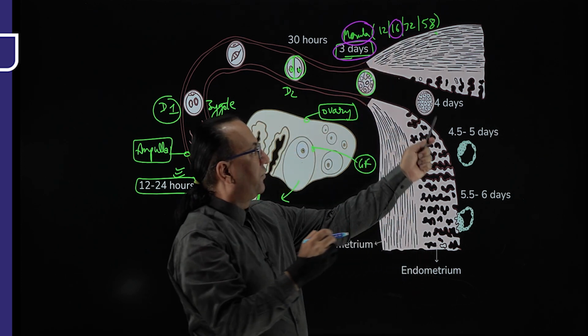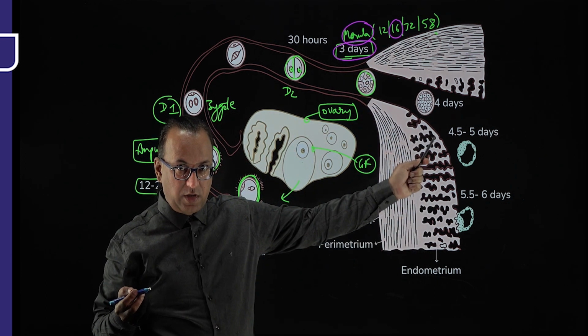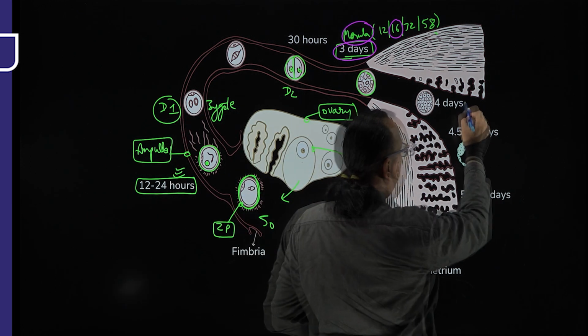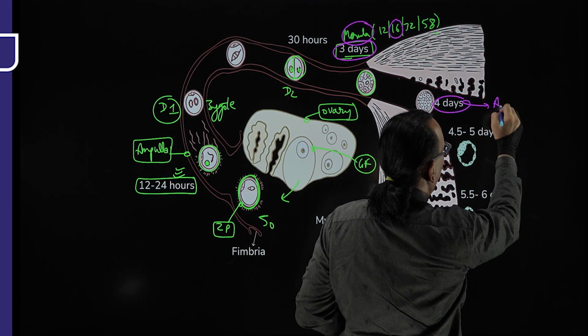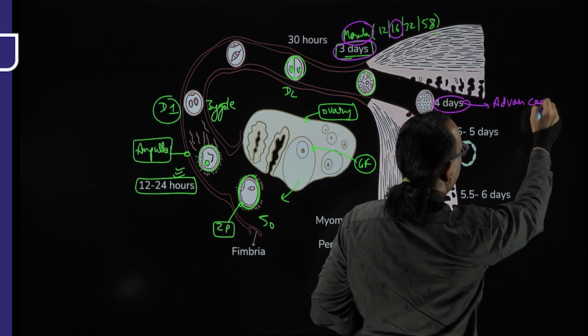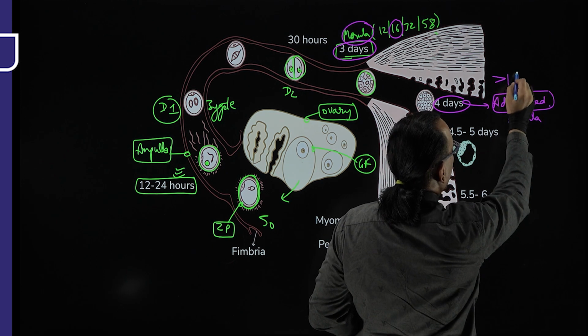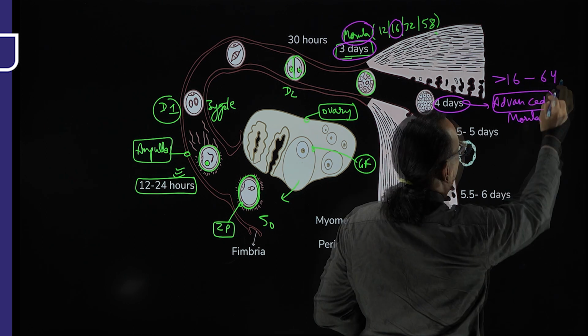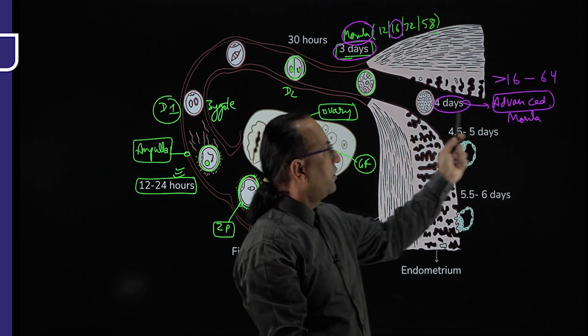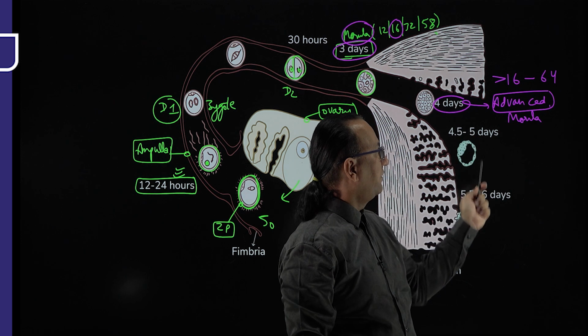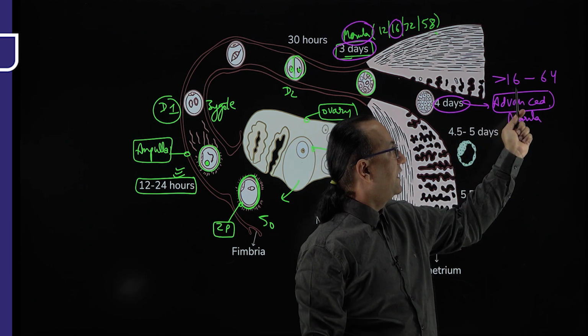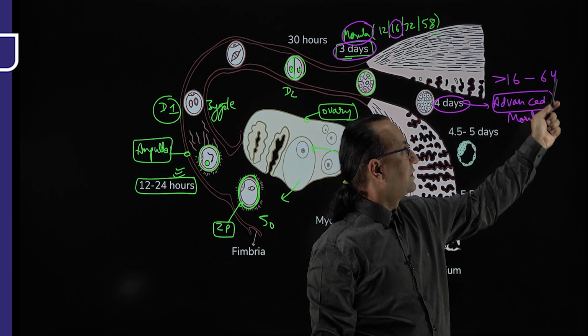And on day number 4, there will be an advanced morula. So on day number 4, this is the advanced morula which has entered the uterine cavity. What is the cell number? The cell number you can mention is more than 16 until 64. So on day number 4, the advanced morula has entered the uterine cavity, will have more than 16 cell stage and could be as many as 64 cell.